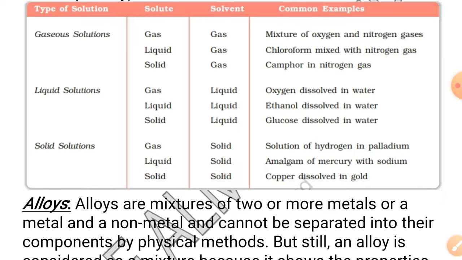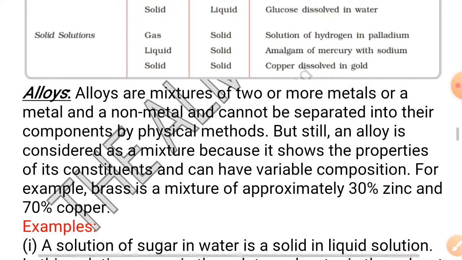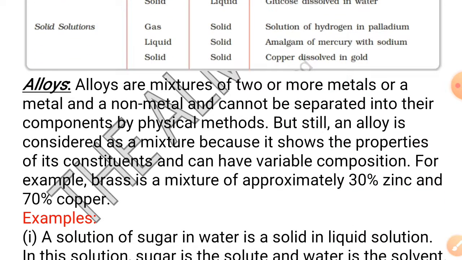Now let's explore more about these alloys. Alloys are mixtures of two or more metals or a metal and a non-metal, and they cannot be separated by any physical method. But still, alloy is considered a mixture because the properties are consistent and it can have variable composition. Now students, let's take an example. Brass. Brass is a mixture of about 30% zinc and 70% copper. So now you see alloys are a kind of solution of solid with solids.